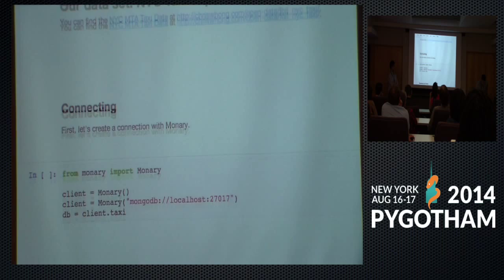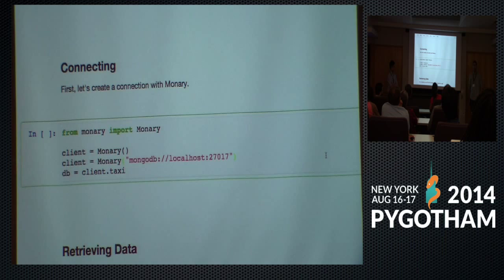And that's as simple as from Monary import Monary, and then you let your client equal Monary. You can also pass in a MongoDB URI, and this gives you some connection string options, as well as authentication. And then to get your database, all of our data is loaded into a database that we call taxi. So right here, we'll just do database equals client.taxi. And there's our connection. Cool.